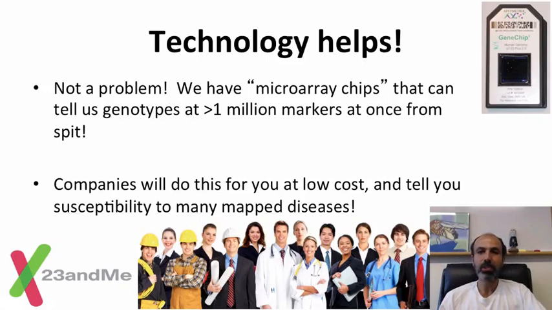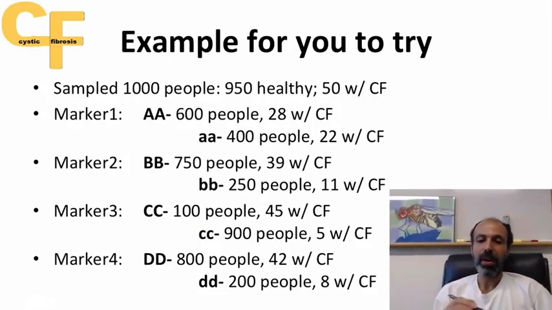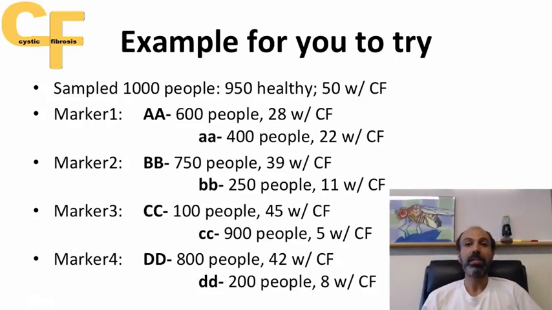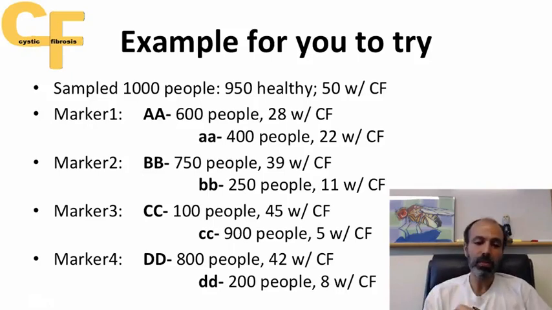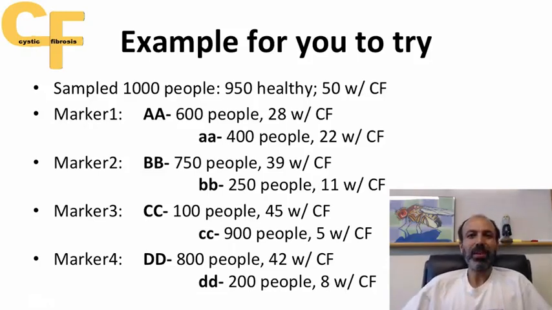Now, let me give you an example to try. I give you here 1,000 people, 950 of them are healthy, and 50 of them have cystic fibrosis. You're trying to map if there's a gene associated with any of these markers that may be causing cystic fibrosis. So I want you to go ahead and try it out and do the same sort of thing that we just did and see, are any of these markers, possibly more than one of them, associated with the gene contributing to cystic fibrosis? Well, hopefully that wasn't too challenging.